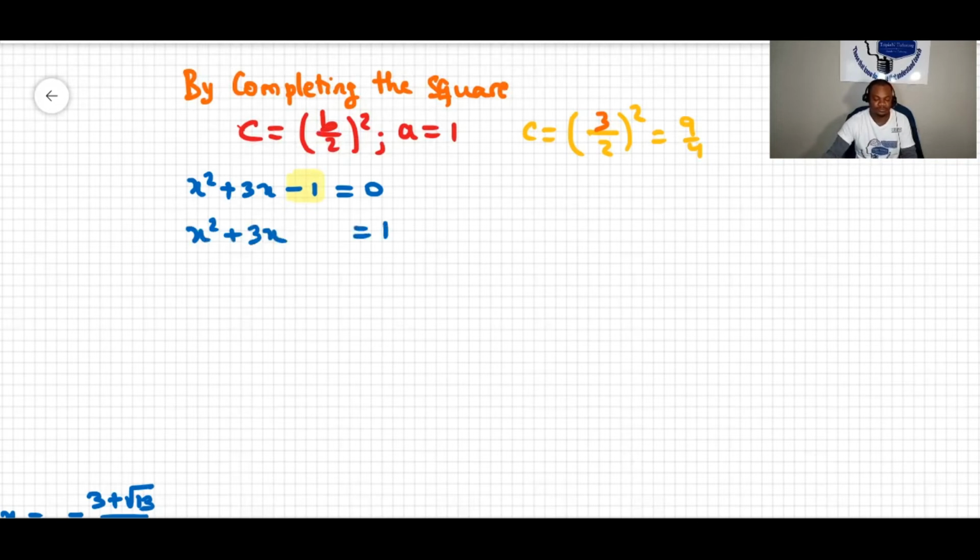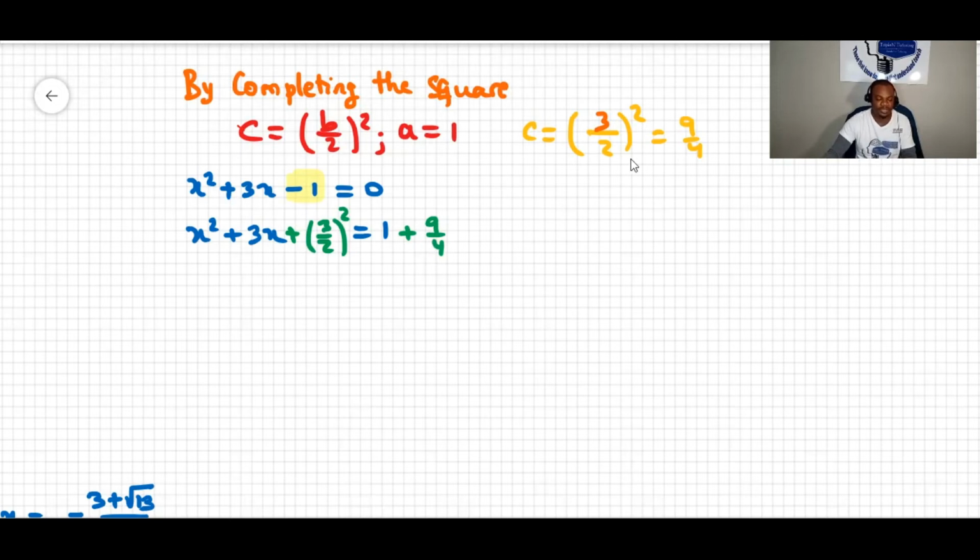Now, I am going to substitute here the C value. Okay, if I add this value over here, 3 over 2 to the power of 2, I must add the same value on the other side to keep my equation balanced, okay? So over here, I don't want to write 3 over 2 to the power of 2. I just want to write 9 over 4, because that's the value of 3 over 2 to the power of 2, as shown here.